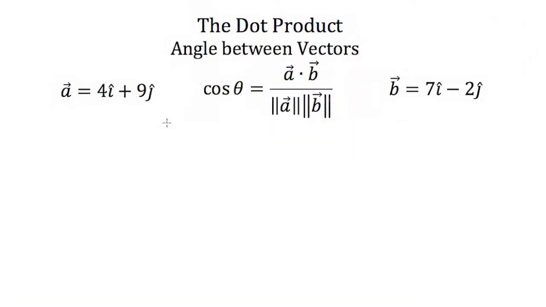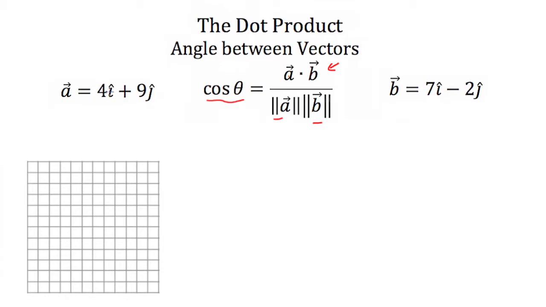Now the dot product is useful because it can help us find the angle between vectors. And we have a formula for this. The cosine of the angle between our vectors is equal to the dot product of our two vectors divided by their magnitudes multiplied together. So let's say I had vector A, which has the components 4i and 9j. That means vector A moves 4 in the x direction and 9 in the y direction.